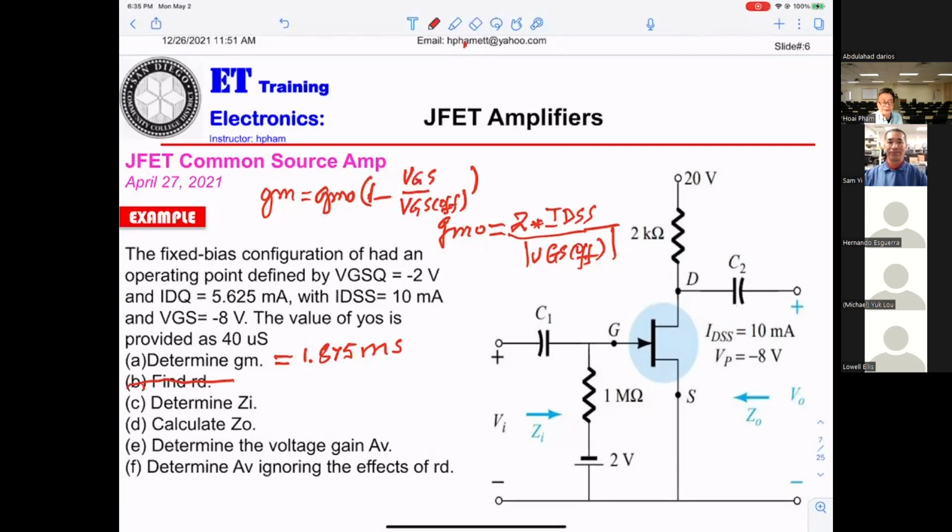Okay, input impedance, part C. What does it equal? 1 meg. 1 megaohm. Exactly. That means looking here, you can see the input impedance is the resistance here. What is the output impedance? 2K ohms. 2K ohm. Perfect. Excellent.